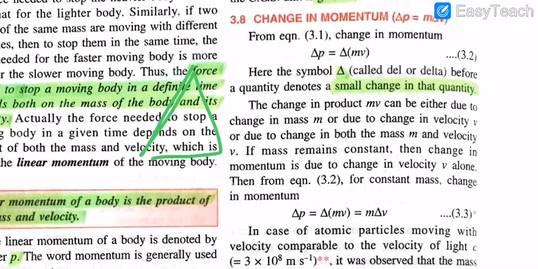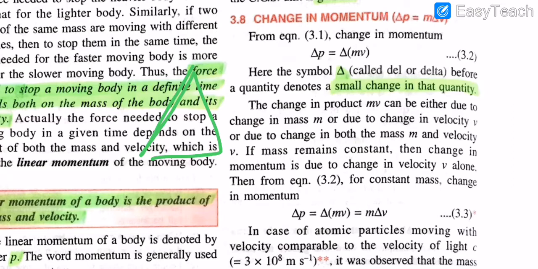Now, in the case of atomic particles moving with velocity comparable to the velocity of light, c equals 3 into 10 to the power of 8 m/s. Okay, so over here what you can mark in orange is the equation of the change in momentum first, then delta, what it symbolizes, then the change in product may either be in both of them, all of that. And yeah, that's it. That should be enough.